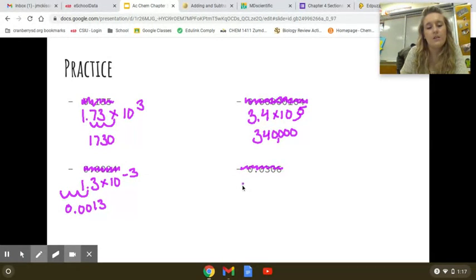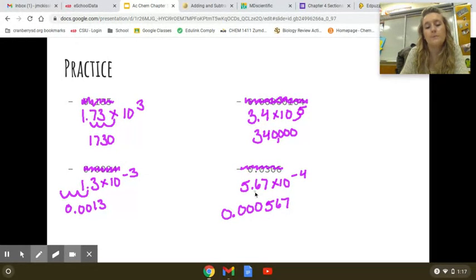And then let's do one more. If we had 5.67 times 10 to the negative 4th, again, because it's negative, we know that this number was originally smaller, so we're going to move it 4 places. You should always have a 0 placeholder here.